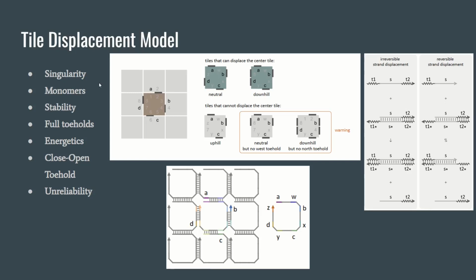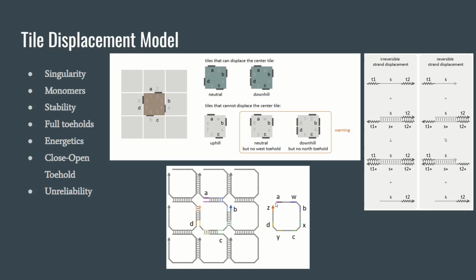And closed and open toeholds. A specific toehold on a specific tile is closed if the corresponding toehold on the neighboring tile has the same bond type, while we can say that it is open if there is no bond between the tiles. Unreliability in a tile displacement system: if there is an energetically neutral or downhill replacement tile displacement at any point that does not create at least one new toehold with each neighboring tile, the simulation can be called unreliable.